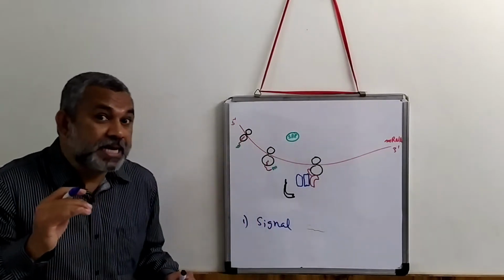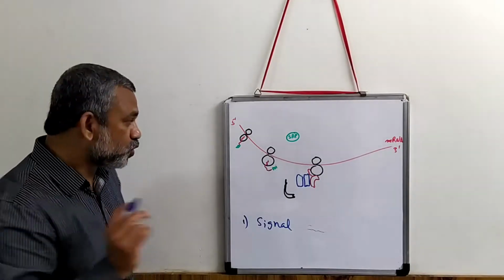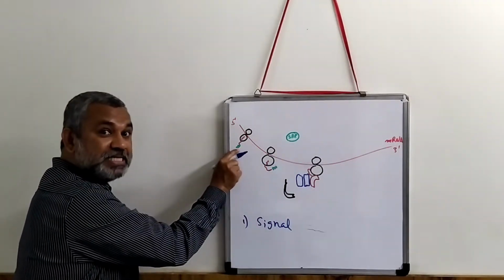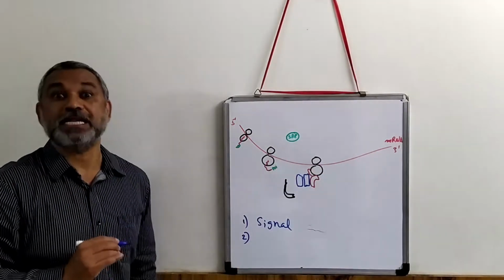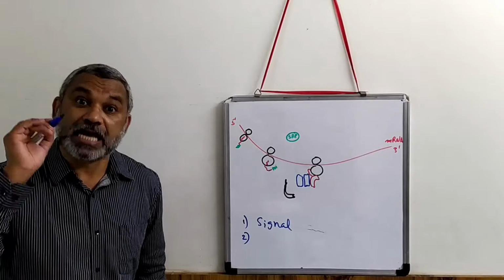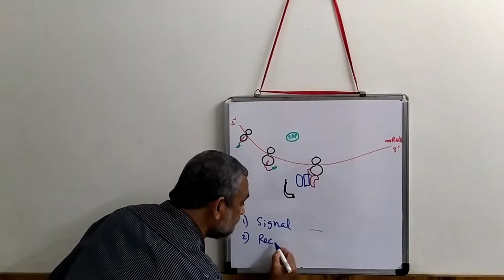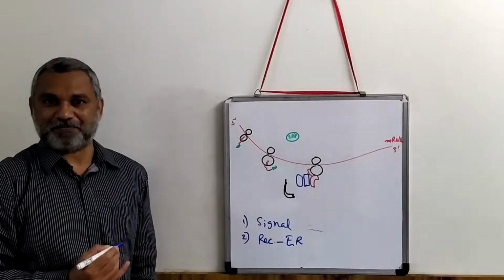Where is the signal present? In the new protein which is being synthesized. It can bind to the signal, which is green in color. And the second property of the SRP protein is it can bind to its receptor, which is located on the endoplasmic reticulum.